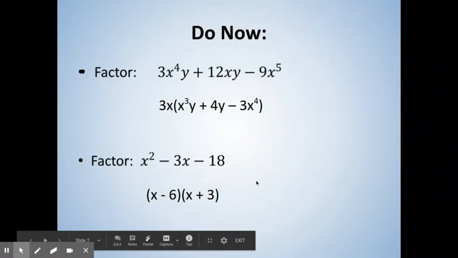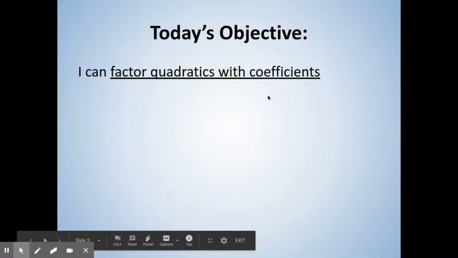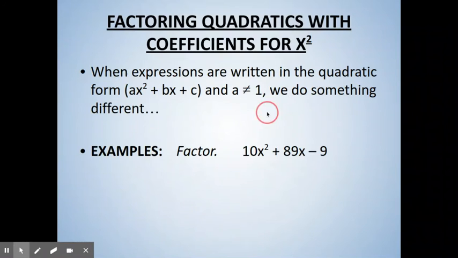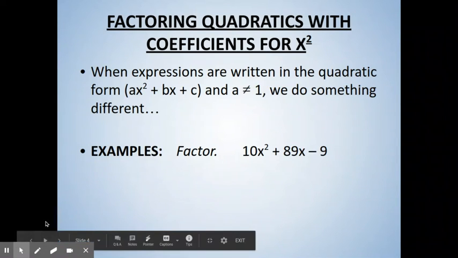The problems today are going to be factoring quadratics with coefficients, meaning there's going to be a coefficient for our x squared. So it says when the expression is written in a quadratic form and a does not equal 1, so for example, here there is a coefficient. It's not just 1x squared, it's 10x squared. We have to do something different.